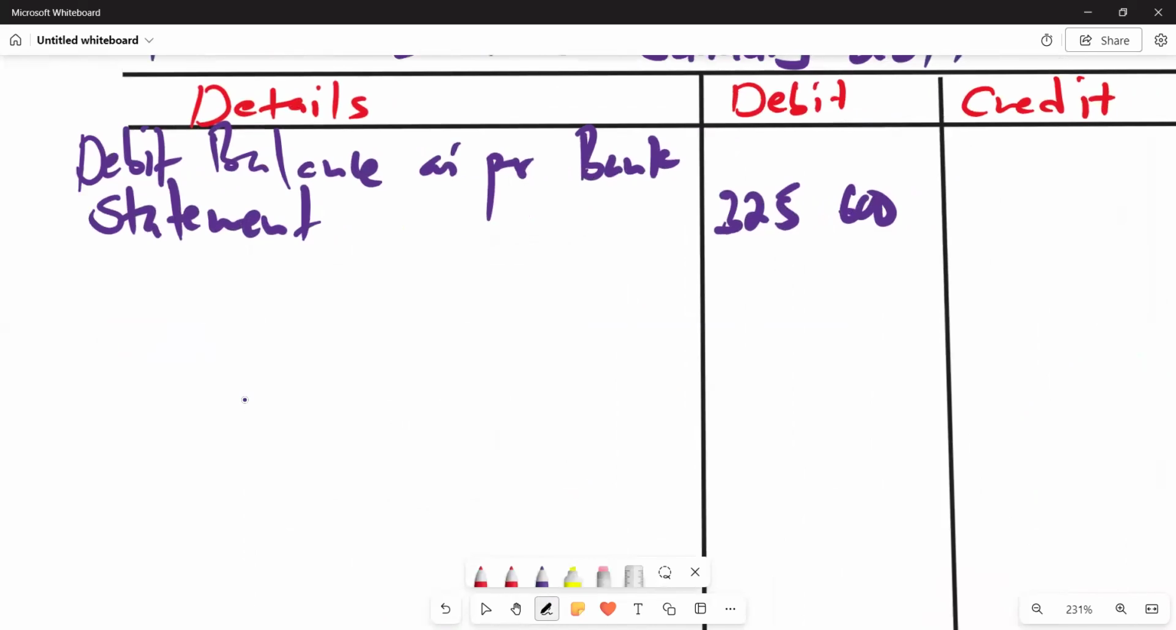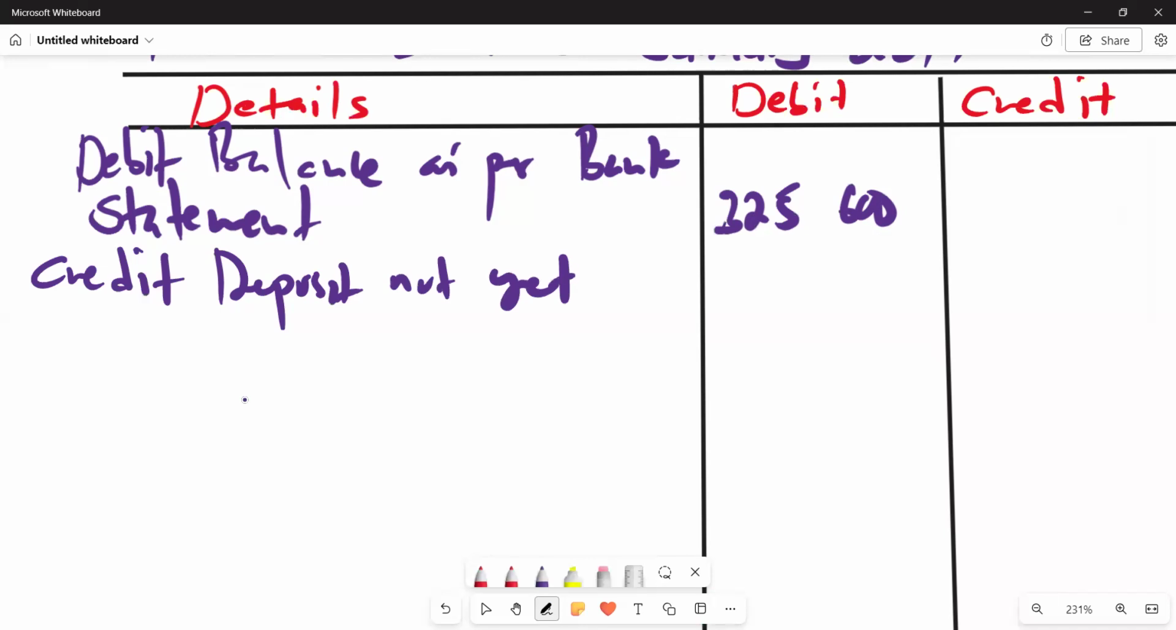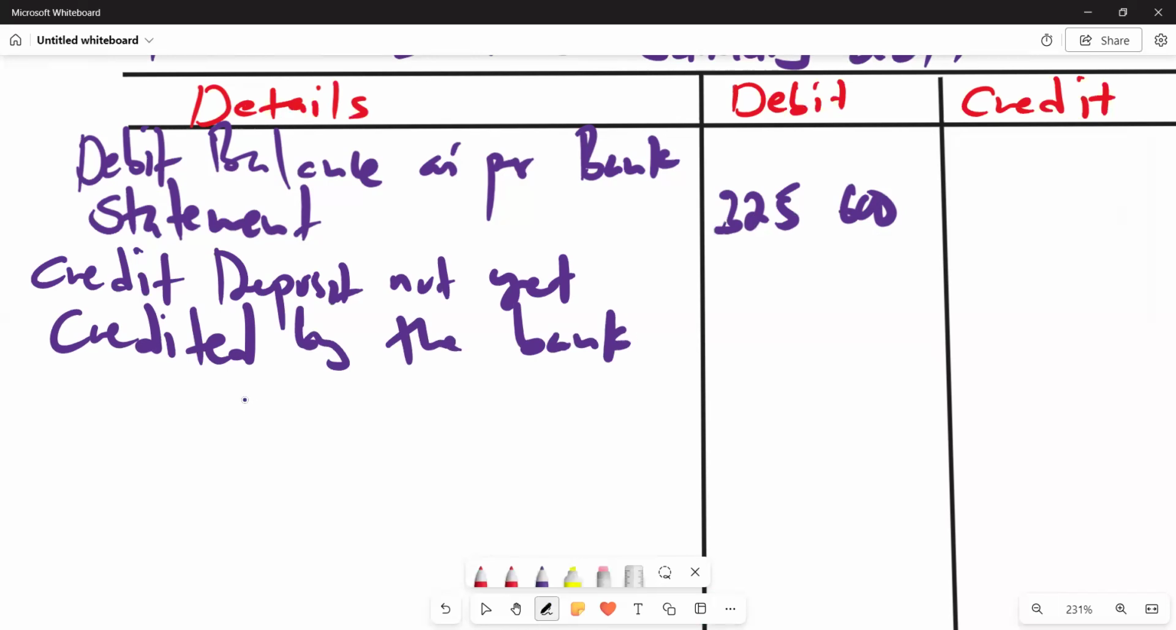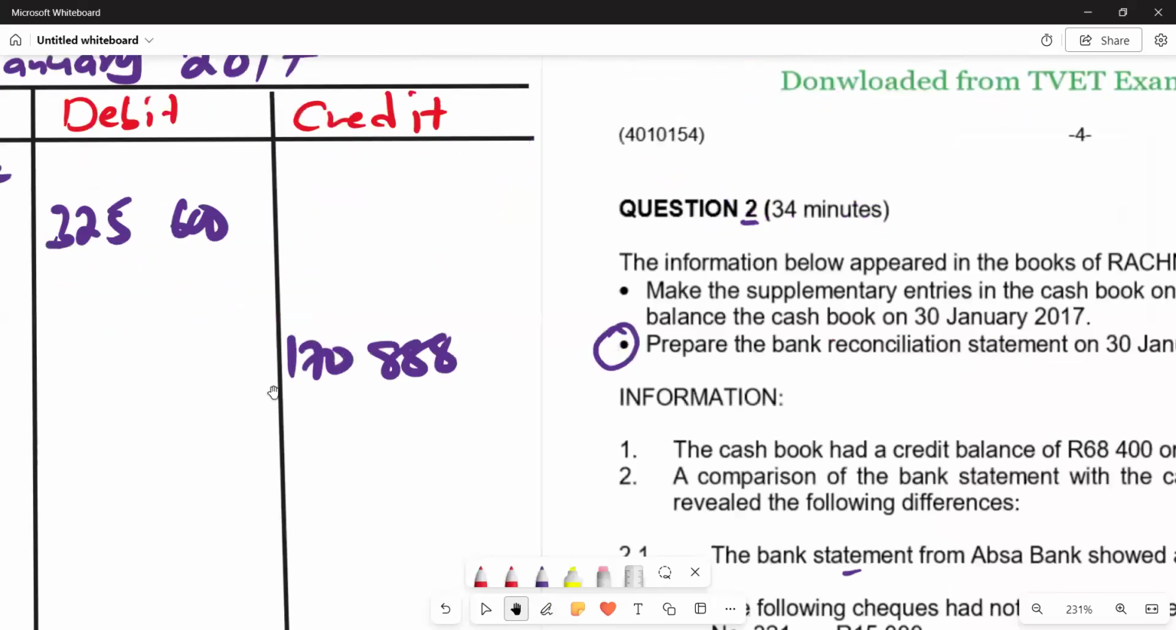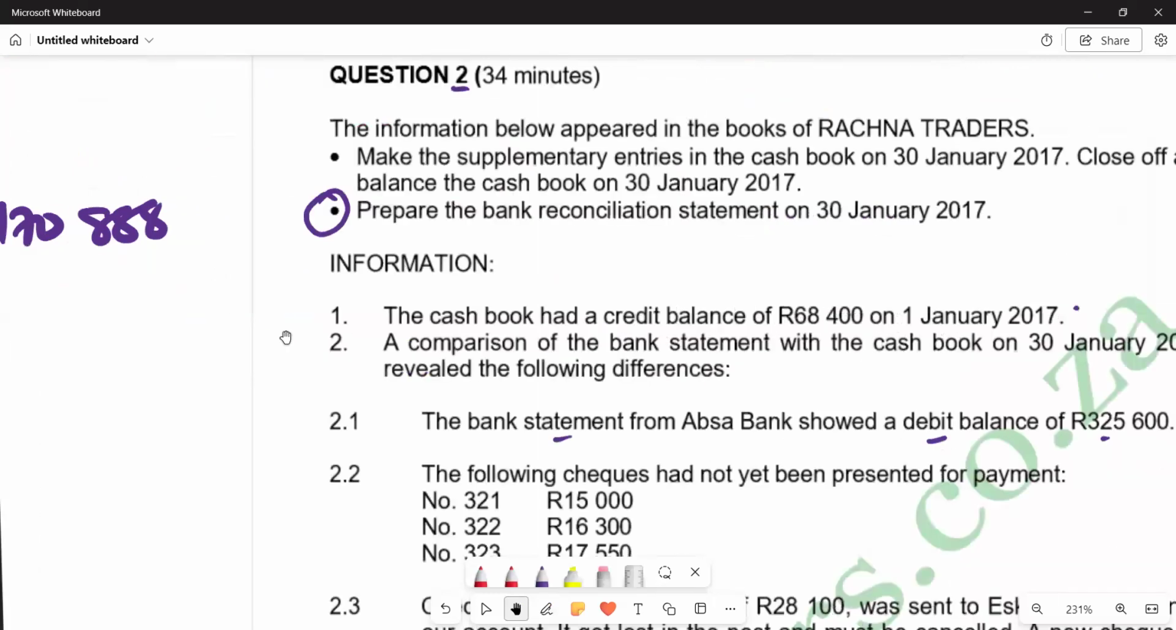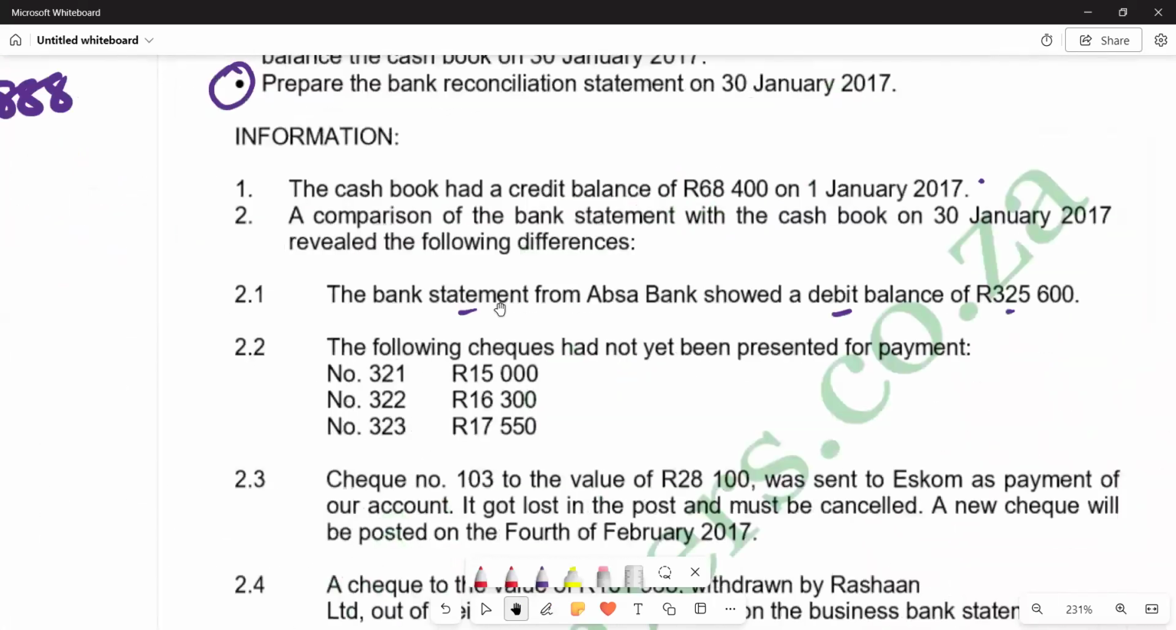In this case, it's a debit balance as per the bank statement. So here we are saying deposit not yet credited by the bank. This is the deposit that you just want to put on the credit side. So if you come to the credit side, we've got the amount of 170,888. Then from there, you can now go to the beginning of the question and try to find other adjustments which need to be put in the bank reconciliation statement.